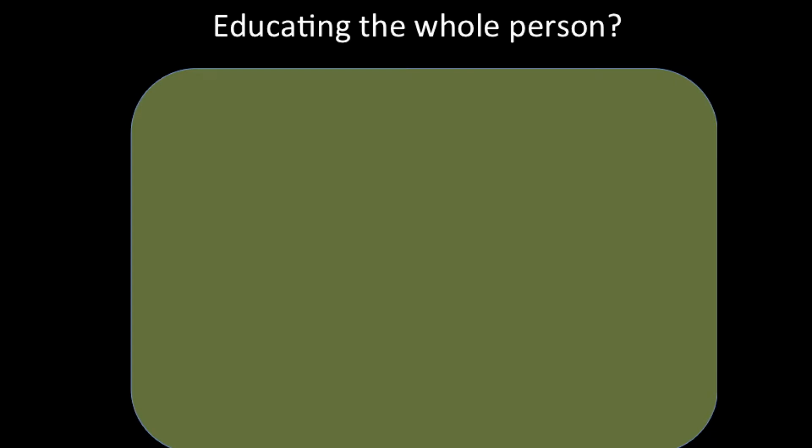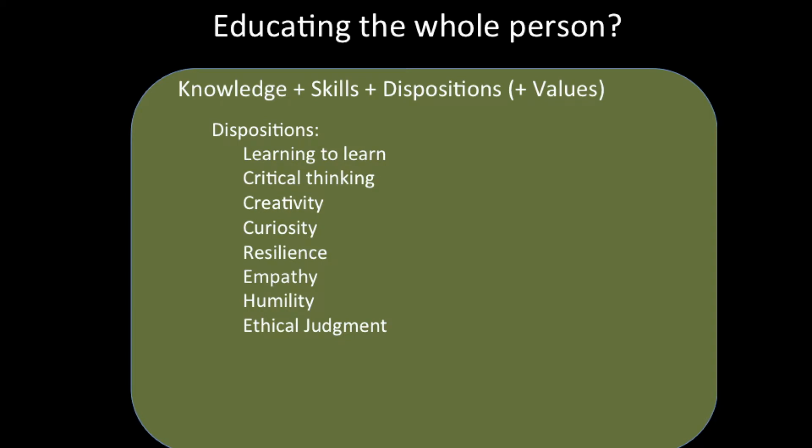So this is one of the ways to think about what it means to educate for the whole person. You're not just teaching knowledge, you're not just teaching skills, you're teaching also to something broader that we might call dispositions. This is something probably super familiar to all of you. That's a list of things I would think of as dispositions. Learning to learn, creativity, curiosity, humility, ethical judgment.